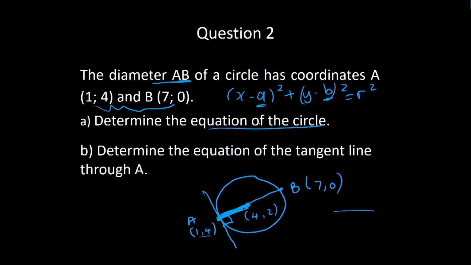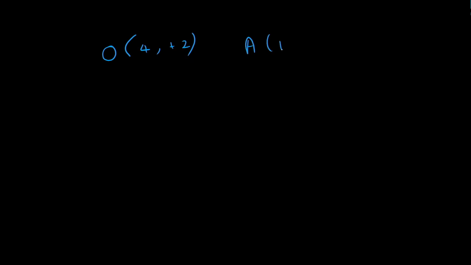slide. So we remember that the center is given by 4, 2. Let's call the center O. And it's touching the circle at point A with coordinates 1 and 4. So to find the equation, let's draw it again. We've got point A there, we've got the coordinates of the center of 4 and 2, and we've got the coordinates of A. So I need to work out the gradient of the radius in order to find the gradient of the tangent.